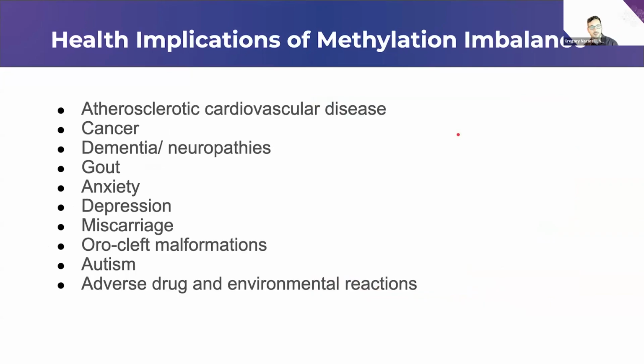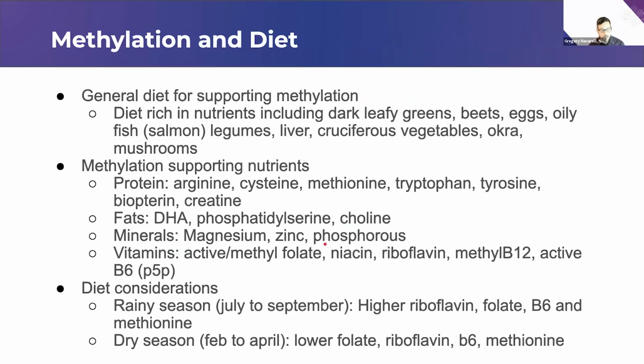What are the health implications of methylation imbalance? Atherosclerotic cardiovascular disease, cancer, dementia, gout, anxiety, depression, miscarriage, oral cleft malformation. Sometimes there are inborn errors or severe methylation defects where you'll see malformations that are born congenitally. Autism, adverse drug and environmental reactions, and this is just to name a few. There are quite a few health conditions, not solely caused by methylation defects or imbalances, but methylation contributes to these conditions. So when we look at the diet, how do we support methylation with a healthy diet?